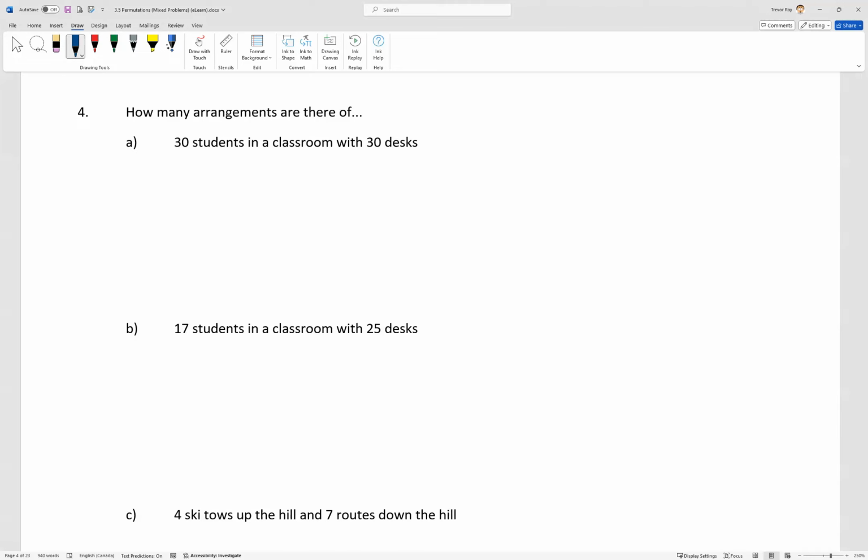So there's a couple different ways to think about this, but the easiest, and I find this true in many questions in the course, is to picture this actually happening. So what's going to happen is the first student that comes in is going to have 30 desks to choose from. They have 30 options. The second student that comes in is going to have 29 options. The third student is going to have 28, and so on, dot, dot, dot. And there are a total of 30 students.